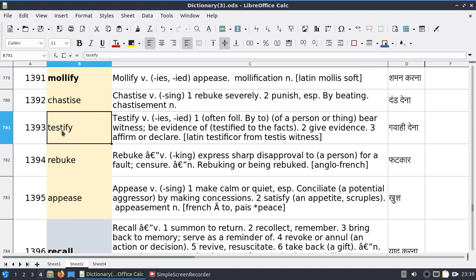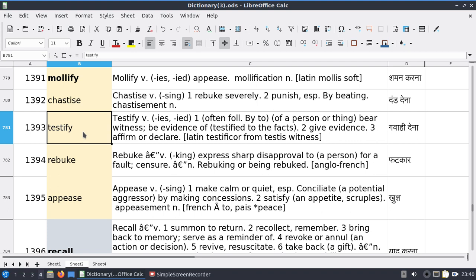Testify. Testify is completely different from qualify, justice. Testify is to give some witness. She refused to testify against her father or brother or husband, etc. That means she doesn't want to give a witness against her husband or brother or father. He testified to receiving amounts in bribes. That means he has received bribes and he has accepted that in the court. That is testifying. Testifying is giving witness.